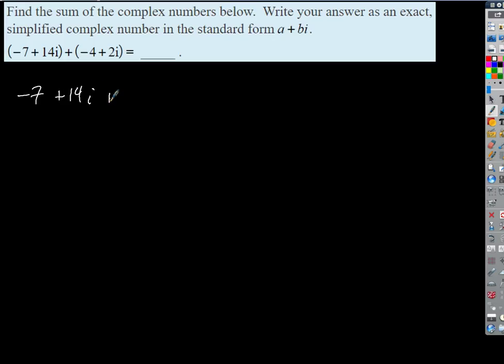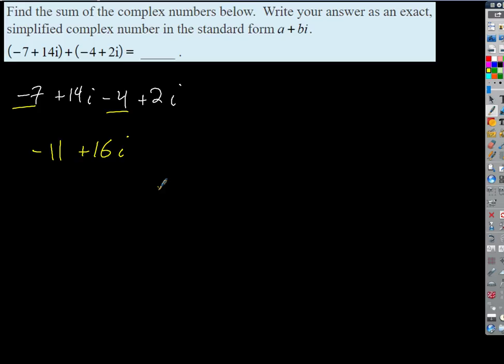Plus negative 4. What's plus negative 4? Minus 4, okay. Okay, now what do you think I do? Add like terms. Yeah, I'm just going to combine the two real parts, right? Does that make sense? So negative 7 plus negative 4 is... 14i plus 2i is 16i. Yeah, you just treat that i like a variable, don't you? Treat it just like an x. That's it. It's no big deal, right?